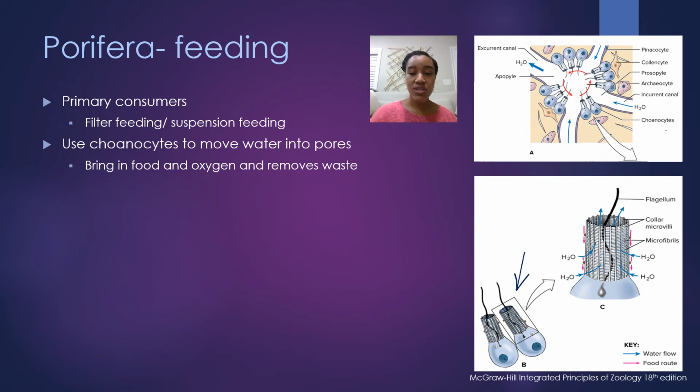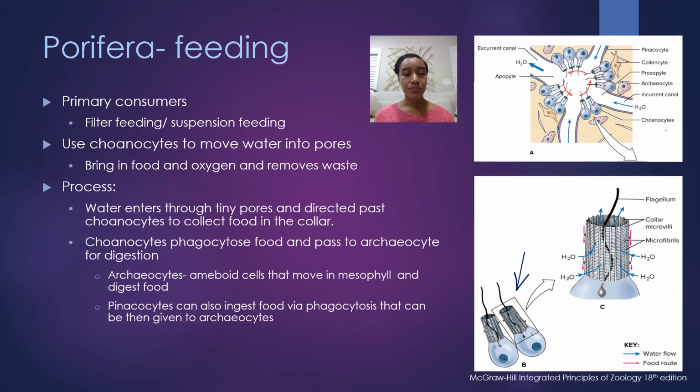So this image down here is showing you a pictorial drawing of what a choanocyte looks like. The job of a choanocyte is to bring in food and oxygen from the environment, and then to remove waste. They can also play a role in reproduction as well.